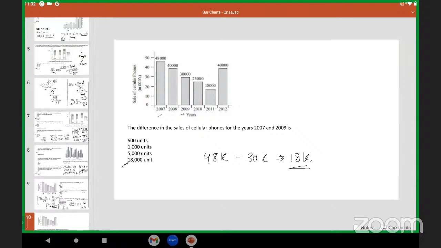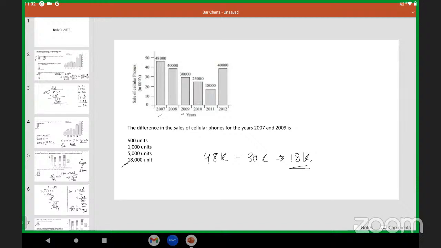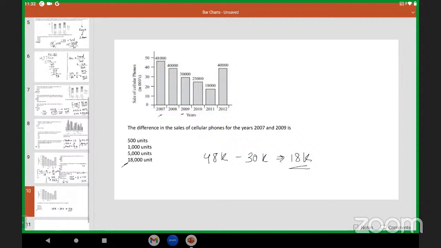So that's it for bar charts. So you will have bar charts based on such data. Okay, so these are the basic bar charts you need to understand. So hope that is clear for everyone.